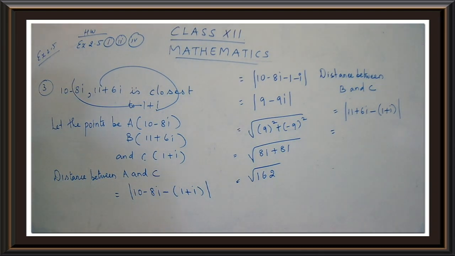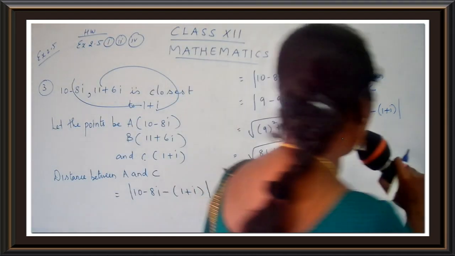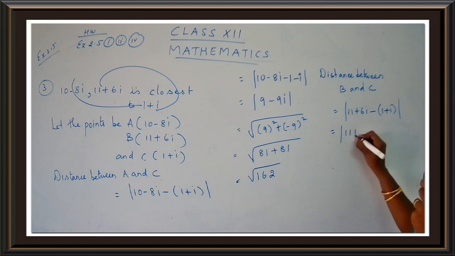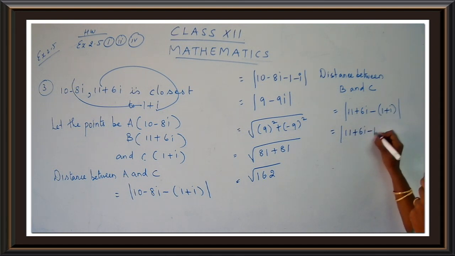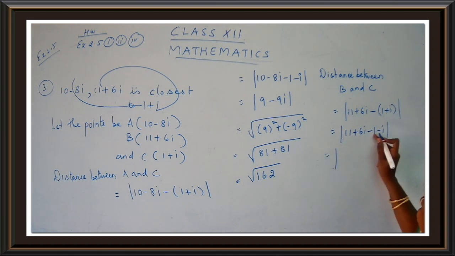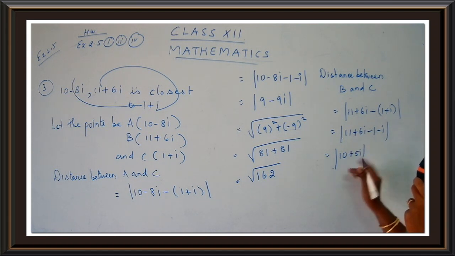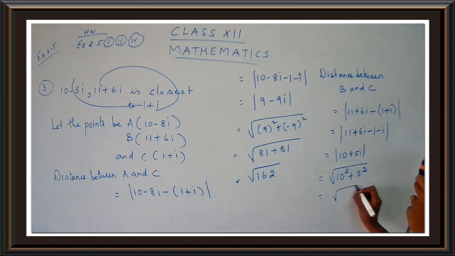So what do you get here? 11 plus 6i minus 1, and this is minus i. So I get 11 minus 1, 10. 6i minus i, that is 5i. Okay, I know how to simplify this. 10 square plus 5 square, so root of 125. It's 100 plus 25. I have written the answer as root of 125. I hope you have also got the same answer.